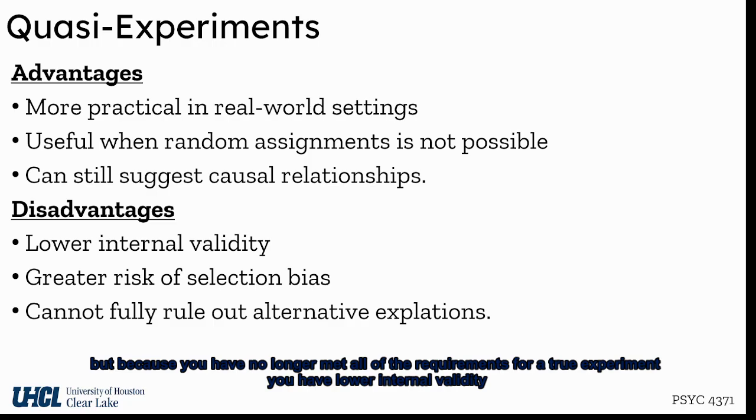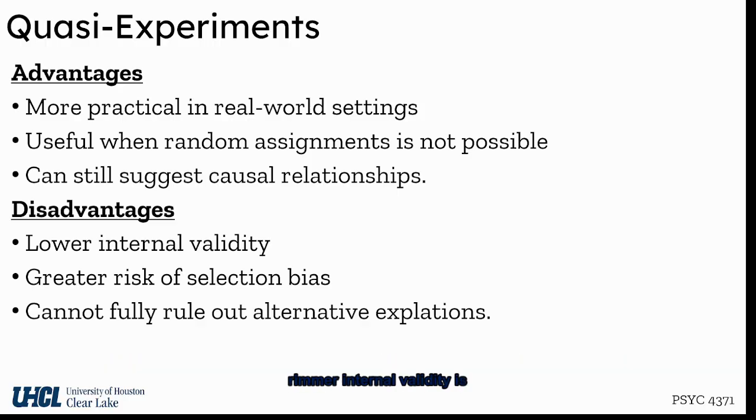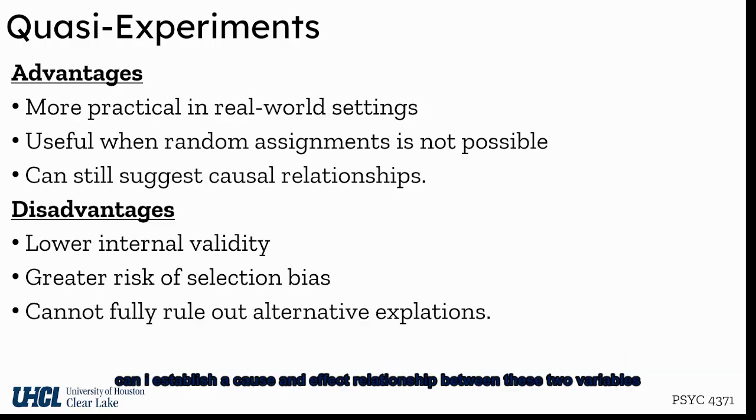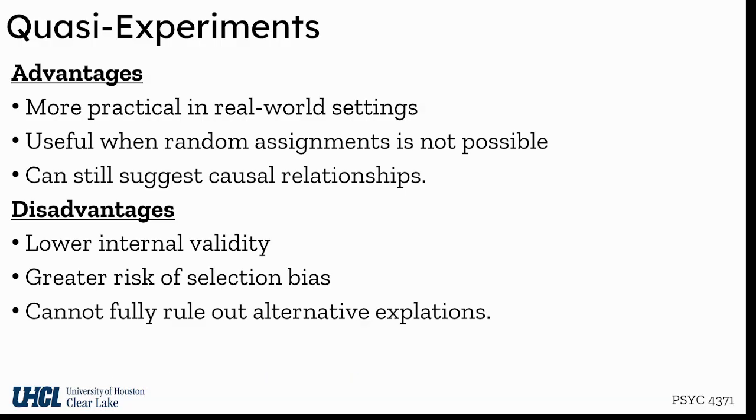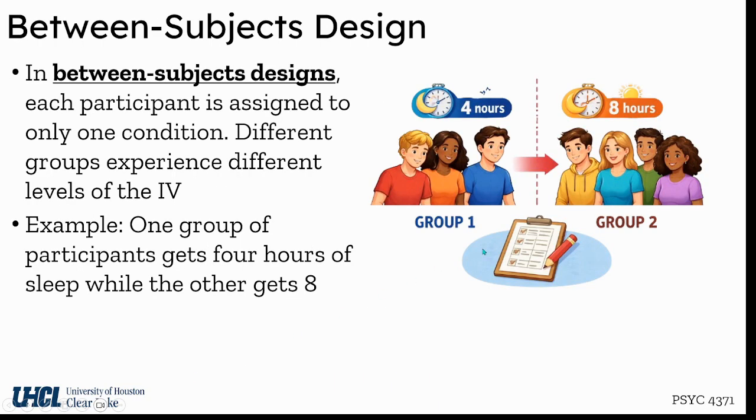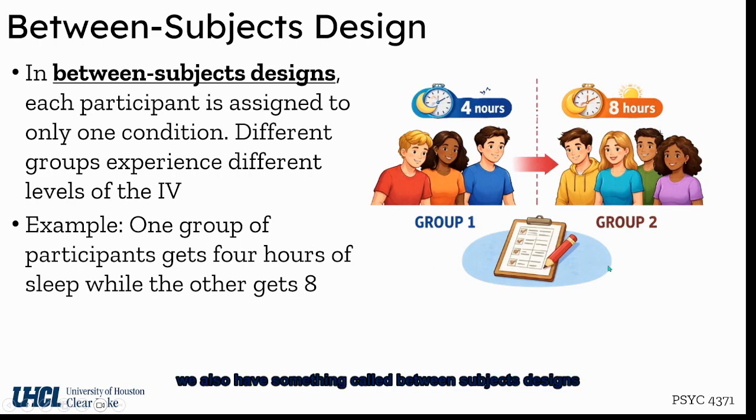But because you have no longer met all of the requirements for a true experiment, you have lower internal validity. Remember, internal validity is, can I establish a cause and effect relationship between these two variables? We also have greater risk of selection bias, and you can't necessarily fully eliminate those alternative explanations.